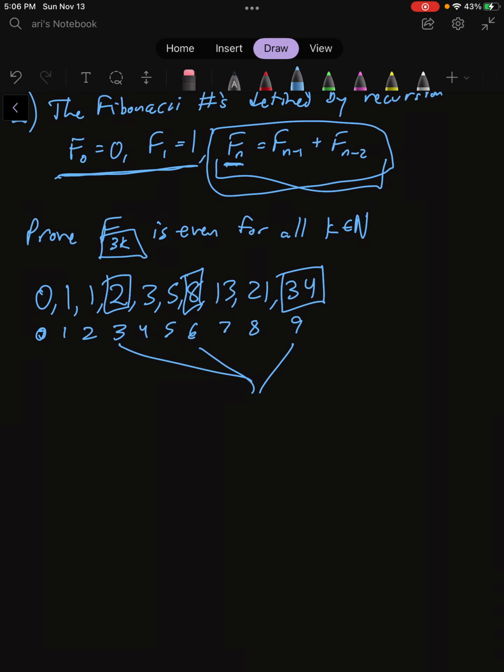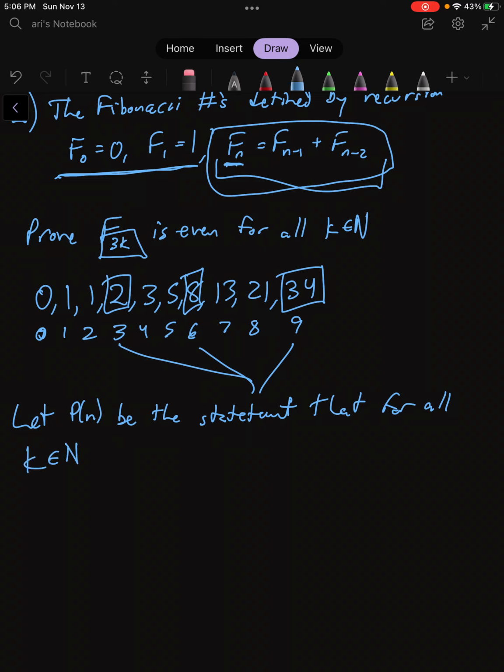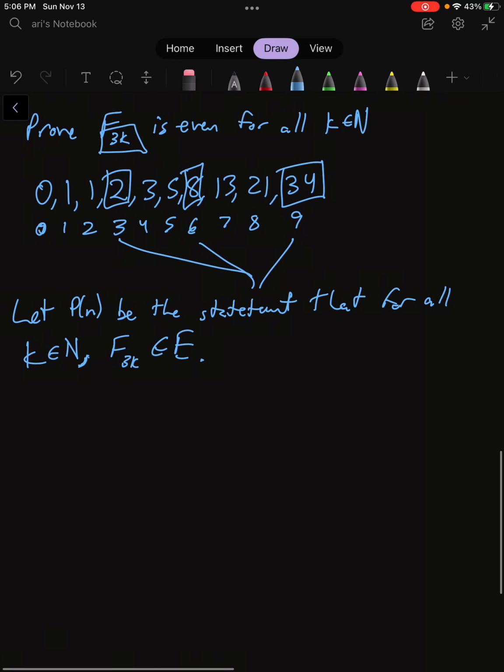Let's see. Okay, so let's define a p of n. And again, I'm defining it, so I'm going to say let p of n be the statement that for all k in n, you can write this in any order you want, f of 3k is even. And I'm doing a little bit of shorthand. It's in the set of even numbers, which is a perfectly fine way of writing this.